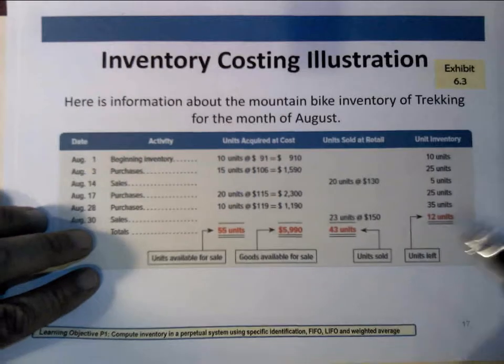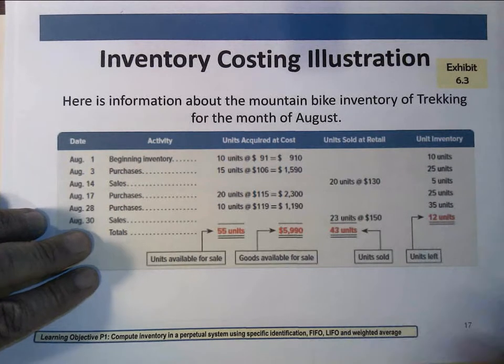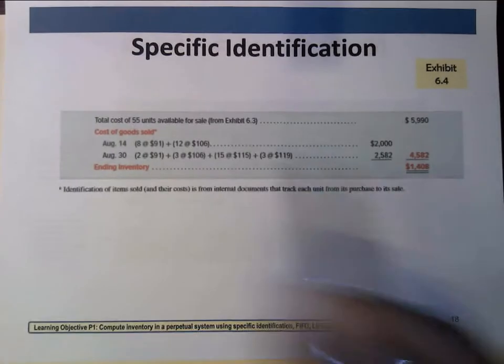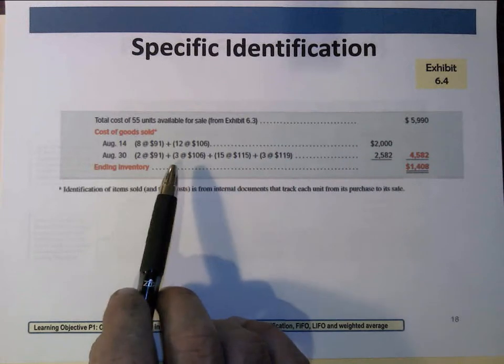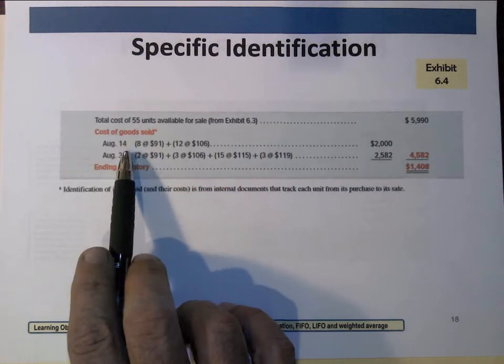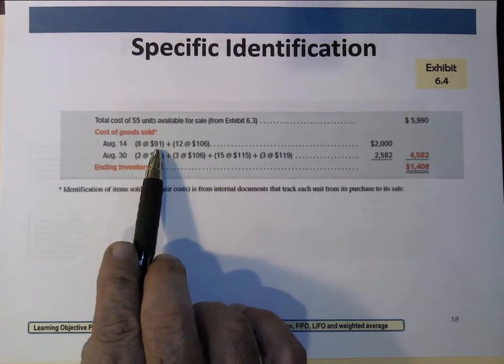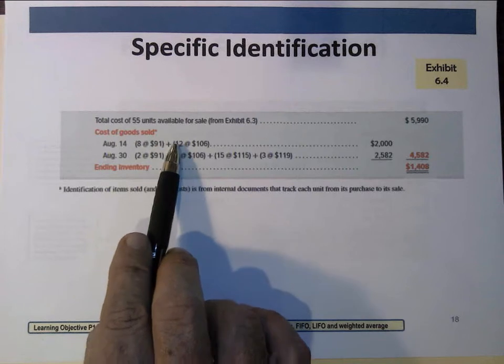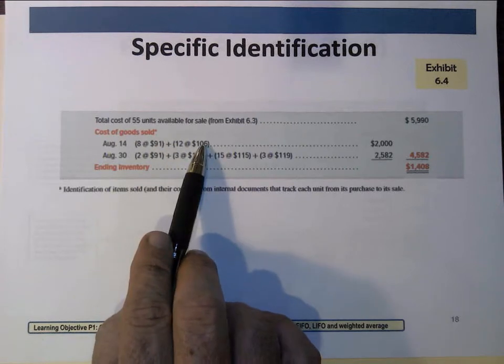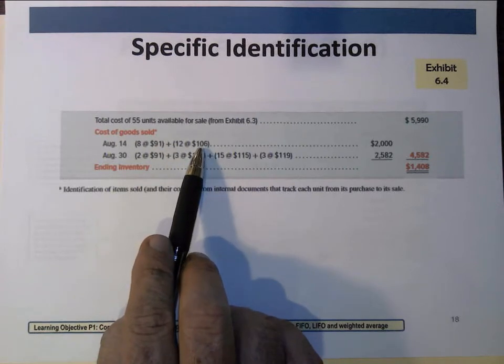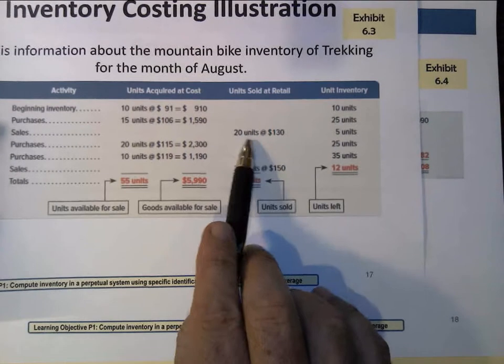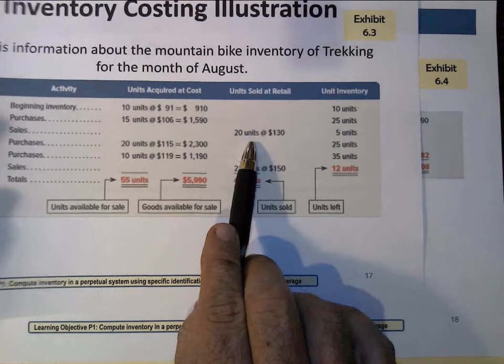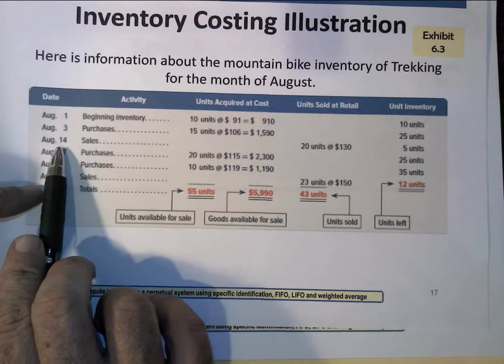So what they're telling us is, okay, we go through all of this, and we have 12 units left, right? It tells us that on August 14th we specifically sold 8 of the bikes we paid $91 for, and 12 of the bikes we paid $106 for. That's the 20 units that we sold on the 14th of August. Where is it? There it is right there, August 14th. We sell those 20 units.